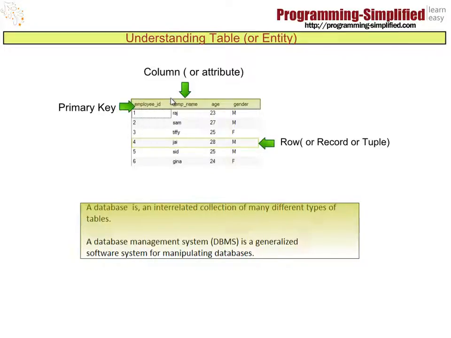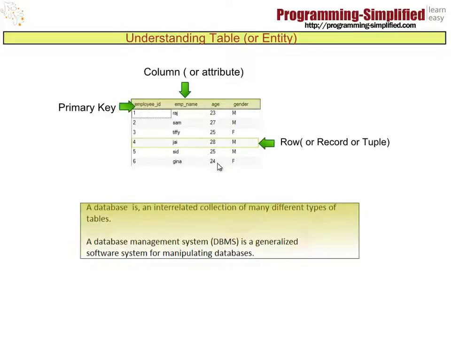Now a table or entity rarely exists in isolation. So a table is usually related to another table. An employee table can be related to a department table, a student can be related to a class, or an animal can be related to a cage. So basically a database is an interrelated collection of many different types of tables. And a DBMS is a generalized software system for manipulating databases.